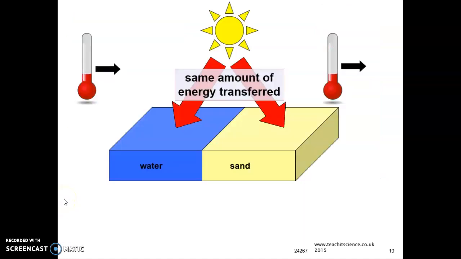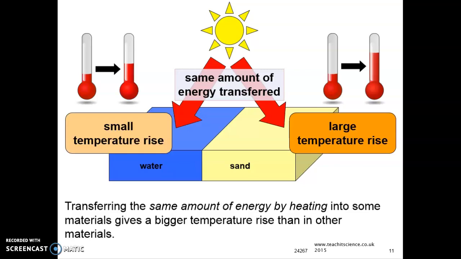Alright, so to take you through some of these points here then, if we've got water and sand and we put the same amount of energy into it, if we were able to measure the temperature of both at the end, what would have happened? So think back to that earlier slide where I asked you a very similar question. Same amount of energy being transferred into the water and sand. What happens? Do they reach the same temperature?